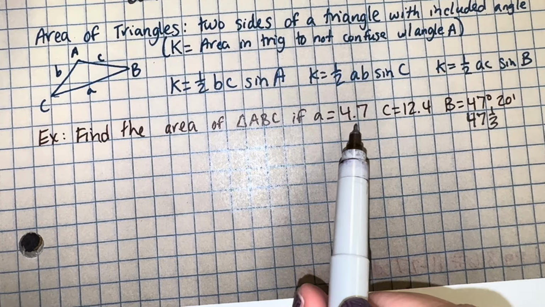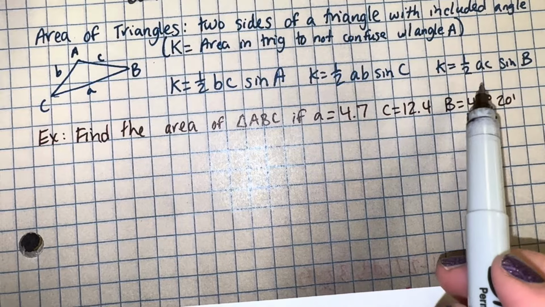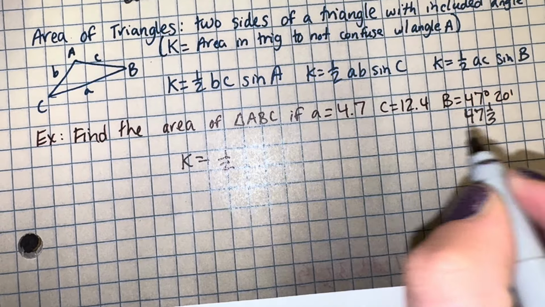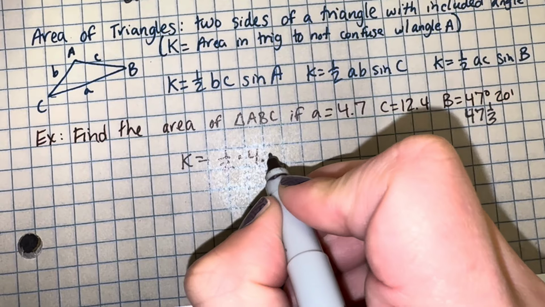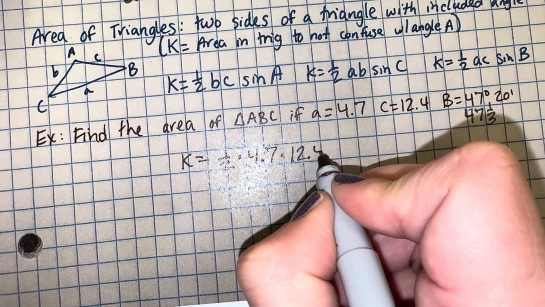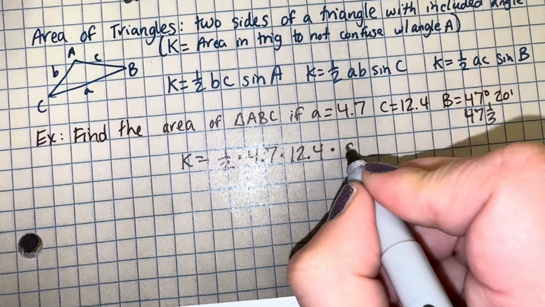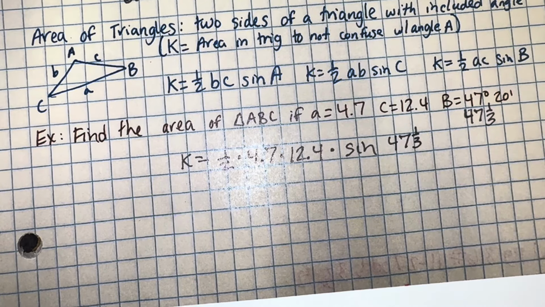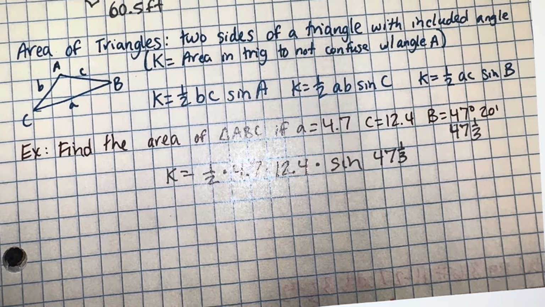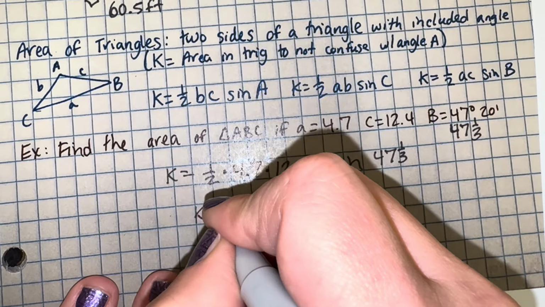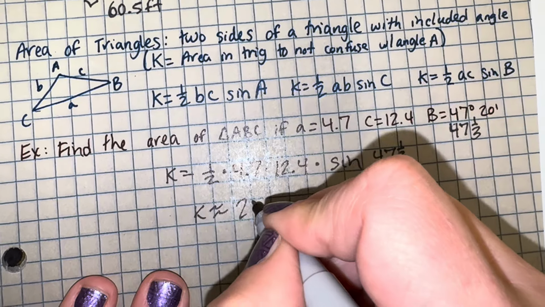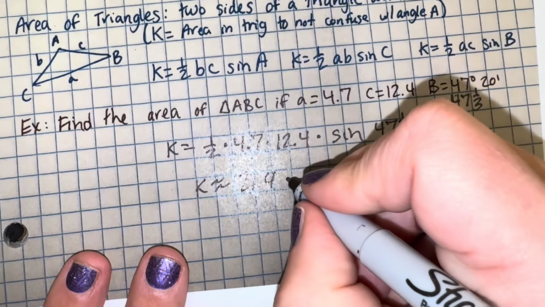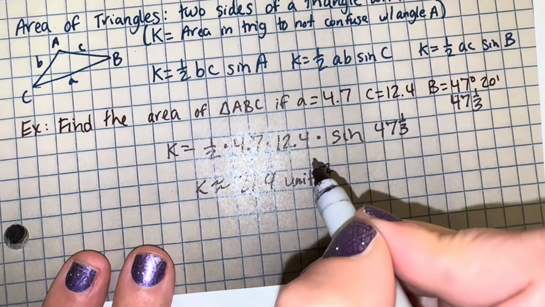Okay, so we need our equation that has A, C, and B. So that one right there. So I'm going to say K equals 1/2 of my sides, 4.7, 12.4, and then I'm going to say sine of 47 1/3. Okay, and you can throw that into your calculator. That will give you an area of 21.4. It does not give us our units, so we're going to say units squared.